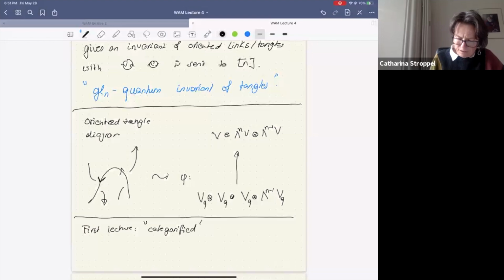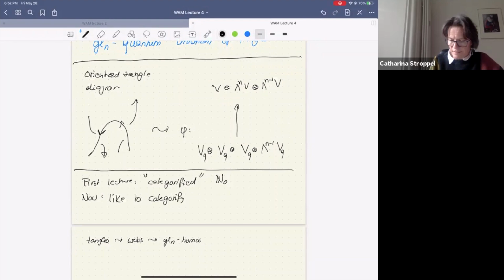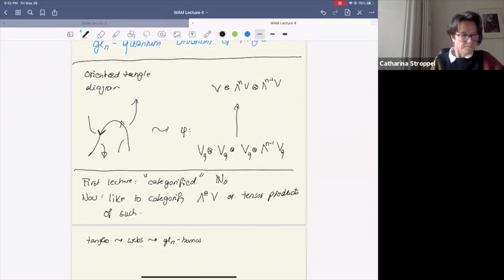Whatever categorification means. So we realized N0 as a set of isomorphism classes of something. So what I want to do now is I'd like to categorify this wedge A of V or tensor products of such. So what do I mean by this? When I categorified N0, I said every element in N0 should turn into an isomorphism class.